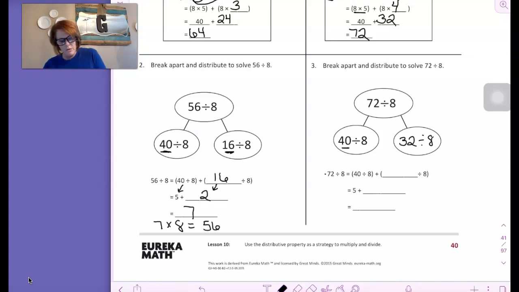So 72 divided by 8 equals 40 divided by 8 plus 32 divided by 8. So 40 divided by 8 is 5, plus 32 divided by 8 is 4. 5 plus 4 is 9. And we can check by doing 8 times 9 is equal to 72.